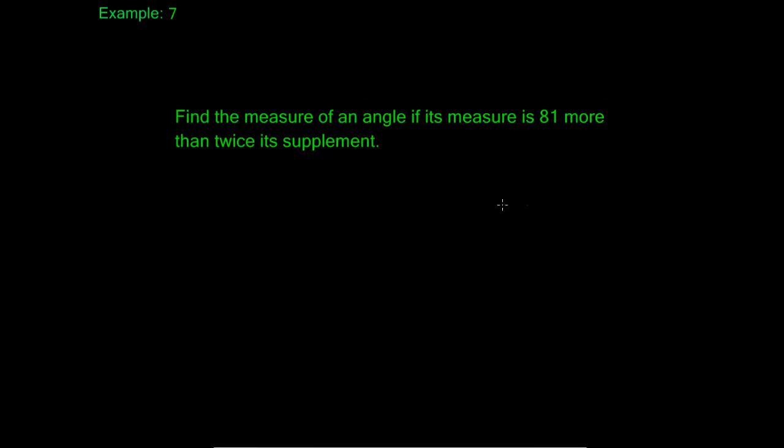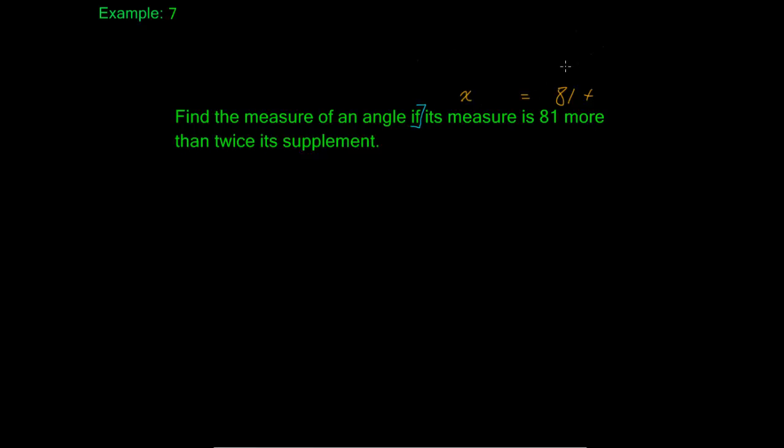Example 7 says find the measure of an angle if its measure is 81 more than twice its supplement. Alright, so I know that this is where it begins. All this is asking us what to find. Its measure is, so there's our x. Is an equal sign. 81 more than, 81 plus.